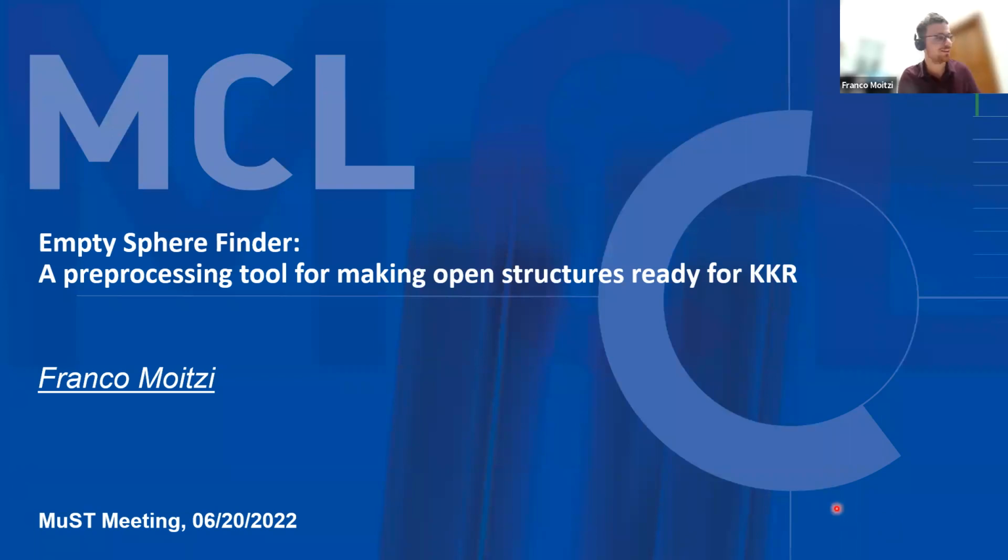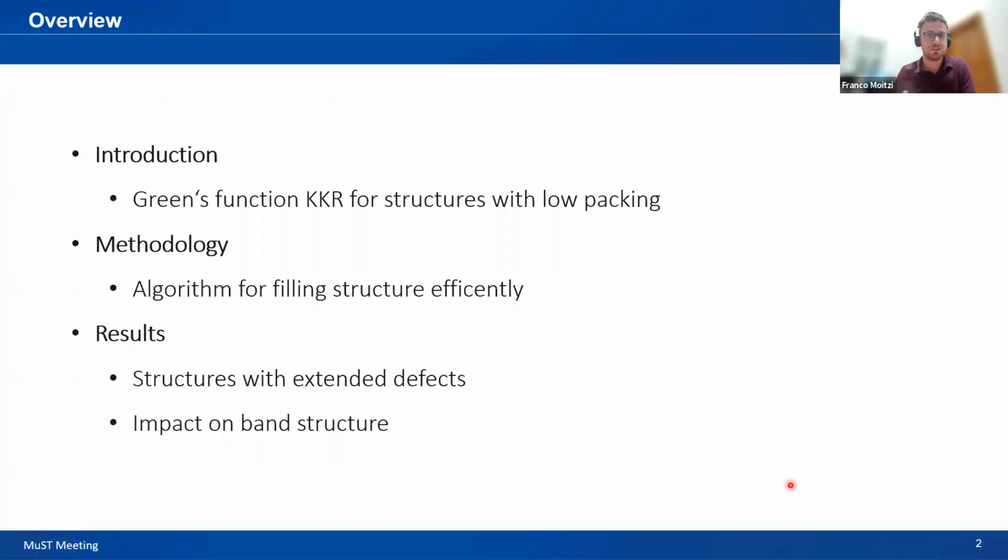So hello everyone. Thank you for the nice introduction. Today I'm presenting a pre-processing tool for making open structures ready for KKR calculations. Firstly, I will point out the main difficulties in calculating structures with low packing in Green's function-based KKR methods or multiple scattering methods. We'll use these terms, both of them. And then I will describe an algorithm that is used for filling such structures quite efficiently. And I will finish with some selected results where this pre-processing tool has already found some application.